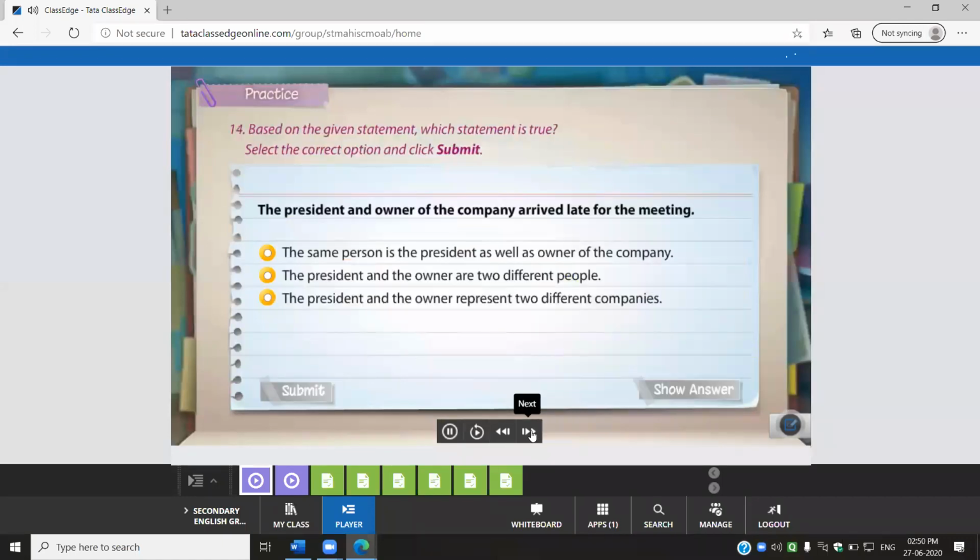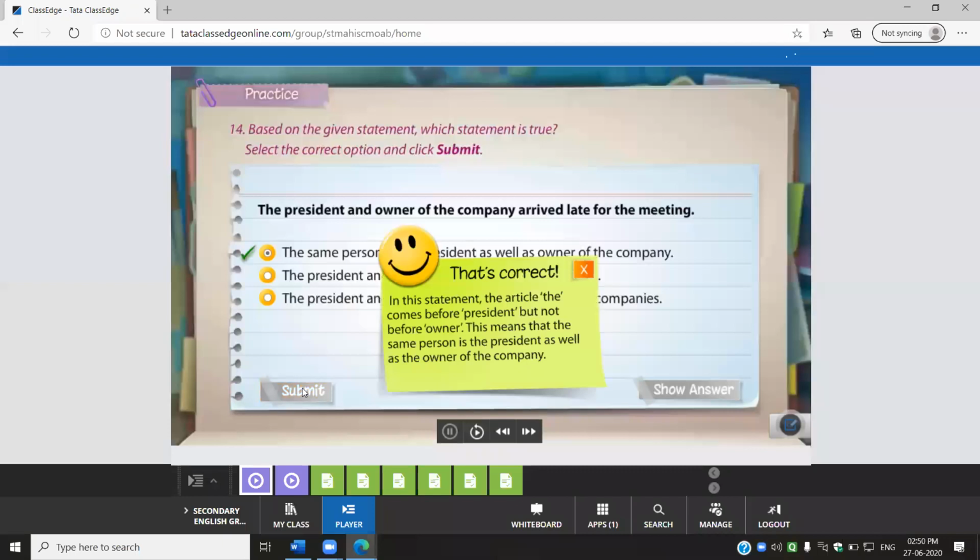Based on the given statement, which statement is true? Select the correct option and click Submit. That's correct. In this statement, the article the comes before president, but not before owner. This means that the same person is the president as well as the owner of the company.